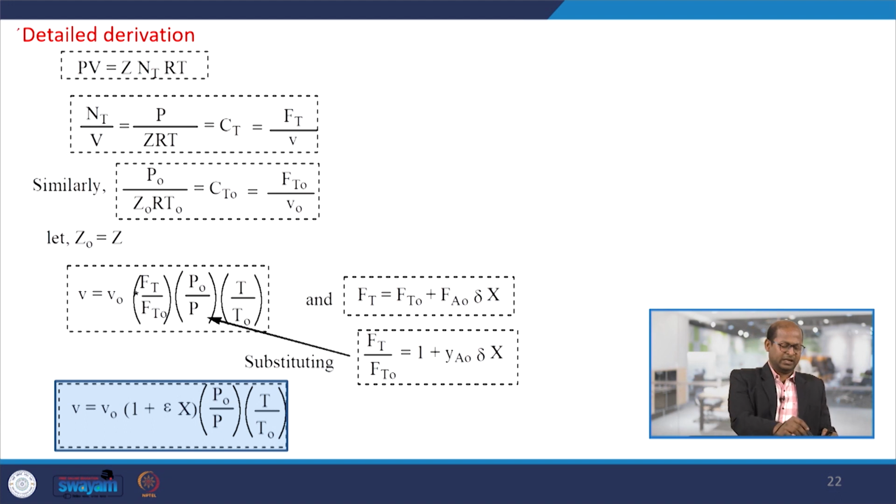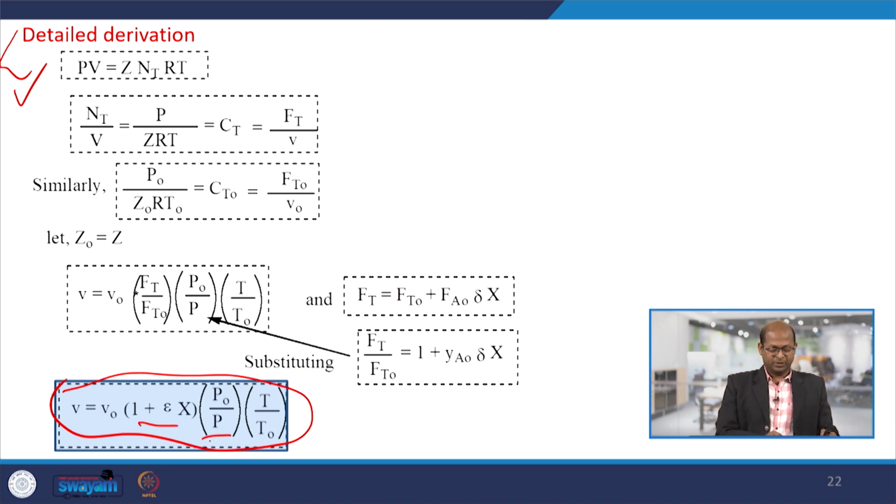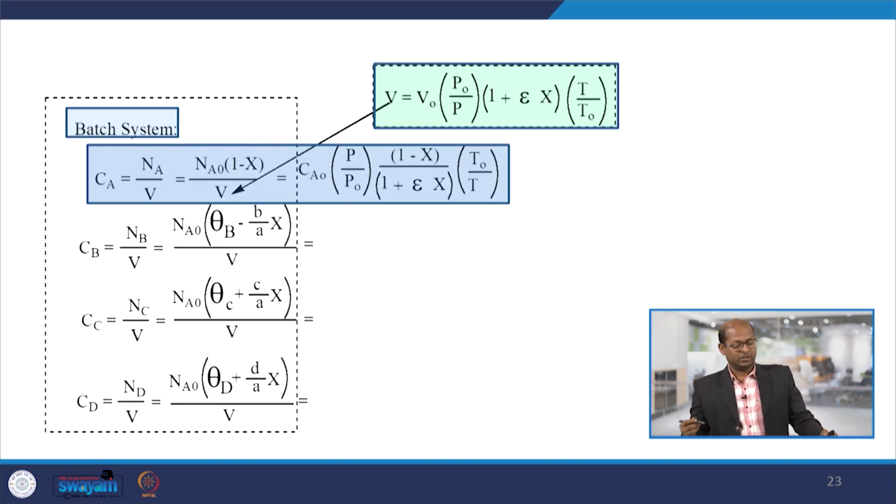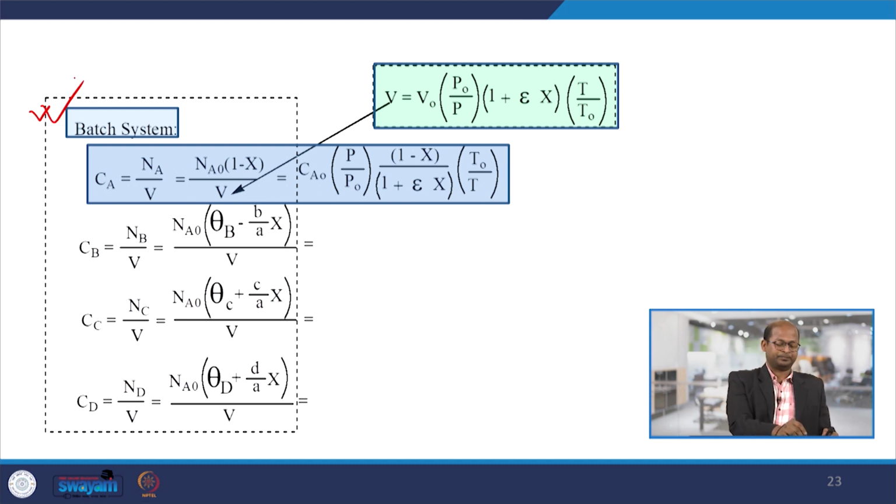Here we have derived in detail how small v equals V naught into this, and how pressure and temperature are related. So you can see that; similarly we have derived it, so we can use that. Now, in the batch system, we are discussing volume changes in gas systems, batch systems or gas phase reactions. In that case the concentration of the individual component we can write; these equations we have derived, we are just substituting here.